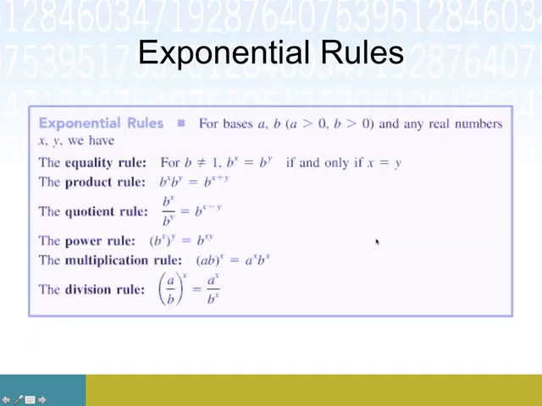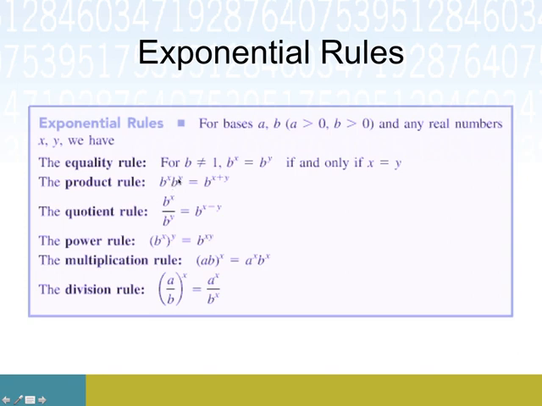Okay, so another piece of this is some reminders about exponential rules. We've already been using these throughout the term, but just a reminder of all the pieces that go into our exponent stuff. So basically, the equality rule says if the bases are the same, then the exponents have to be the same. So if these two things are equal to one another, the only way to make that happen is if x and y are equal.